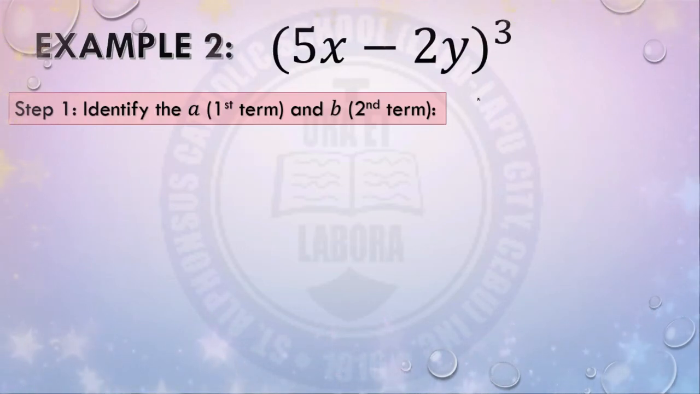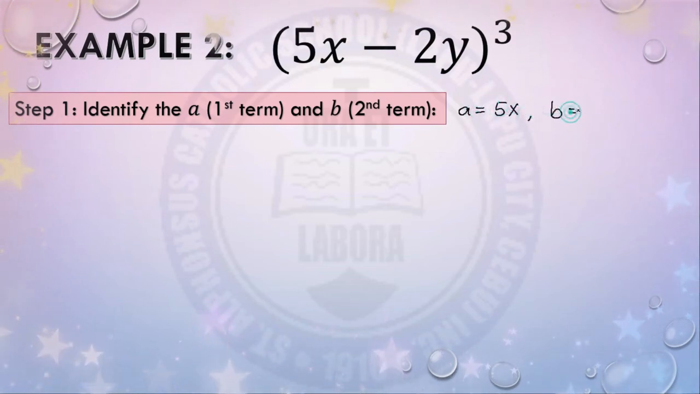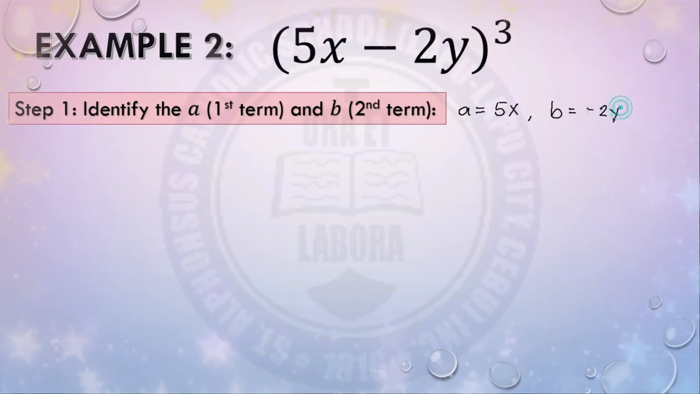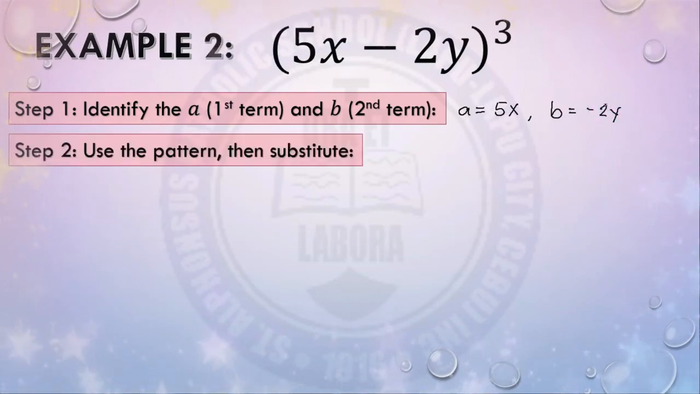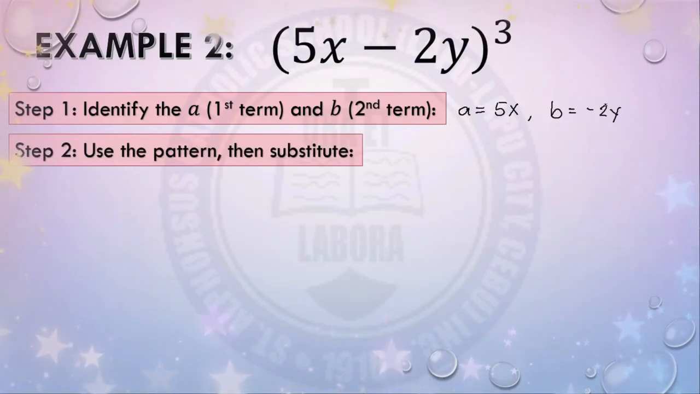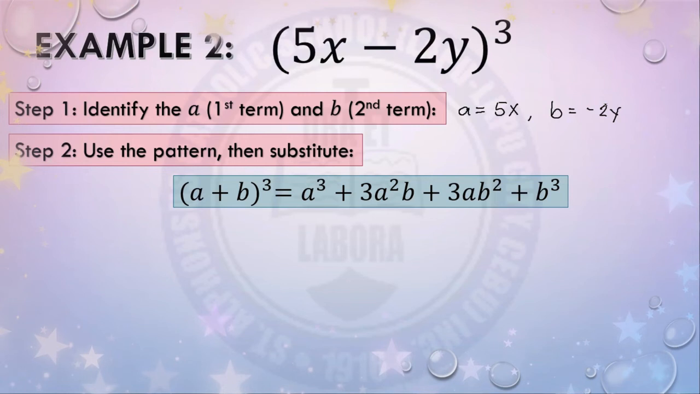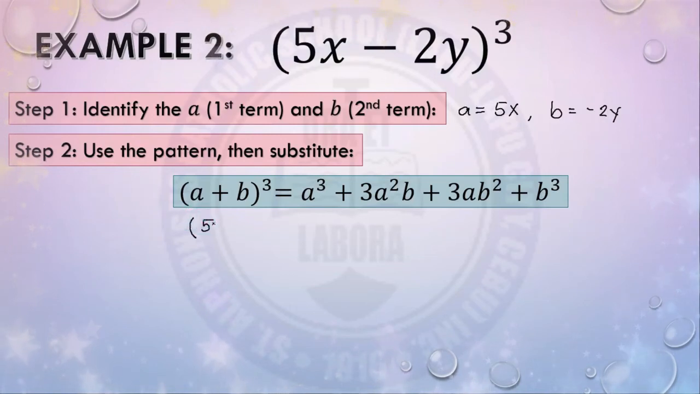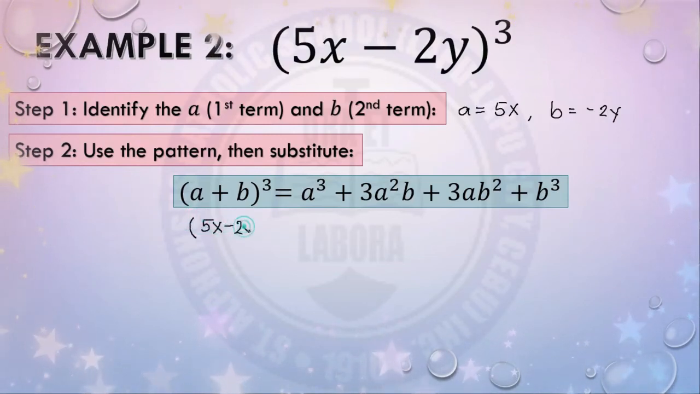If your answer for the first term is 5x, and if your answer for the second term is negative 2y, then very good, you're correct. Next step is use the pattern, then substitute. The pattern is this one. Then we're going to start from this. Copy first the given so that you will be guided: (5x - 2y) cubed. Substitute.